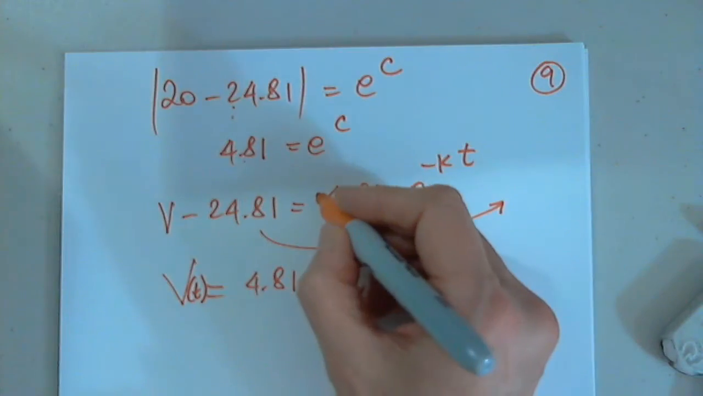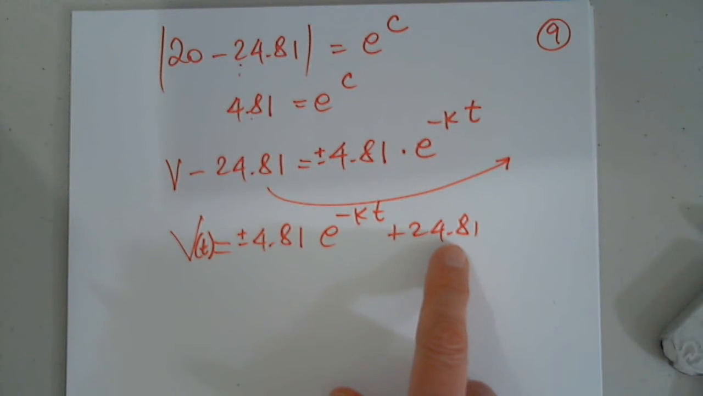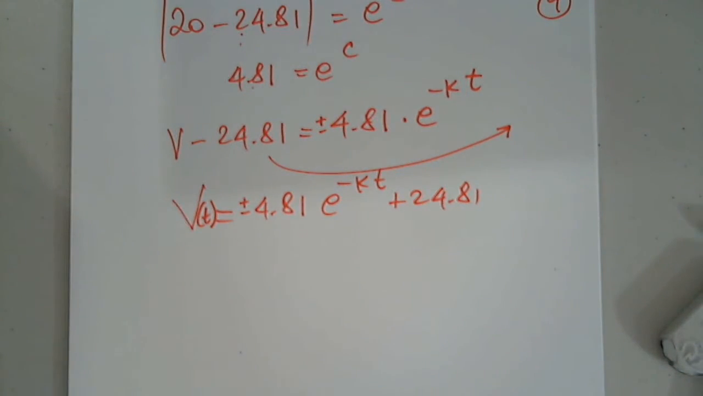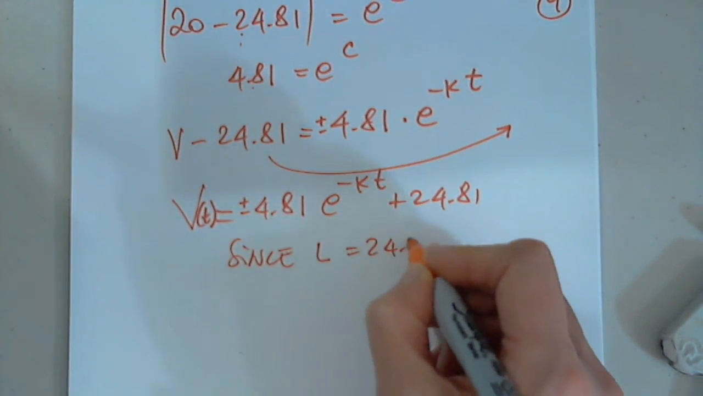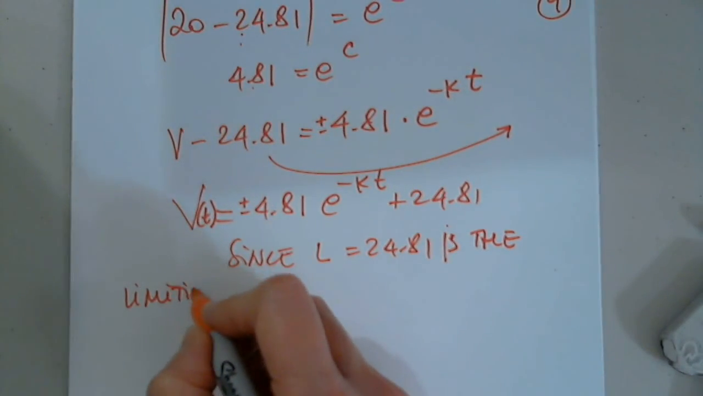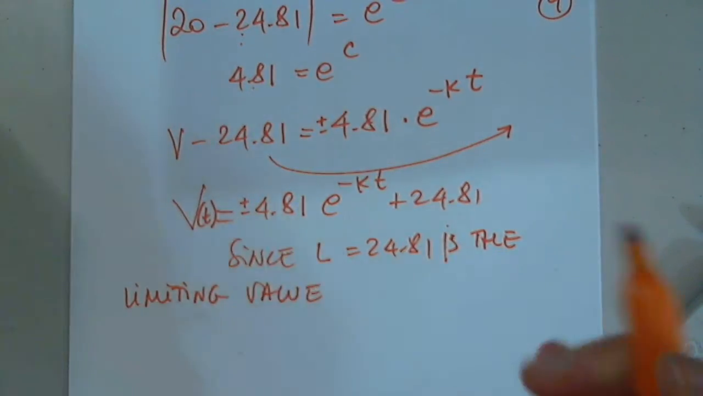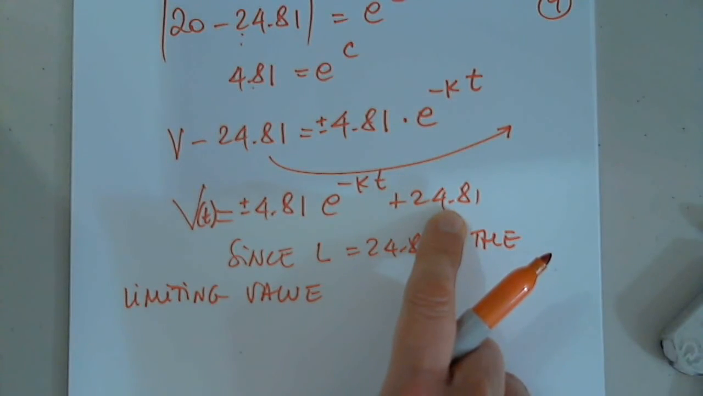So for the absolute value, I would put plus or minus here. And now we have one thing to discuss, because it says L equals 24.81 is the limiting value of the stock. So since the limiting value is this, then I have to use only a negative sign. Since L equals 24.81 is the limiting value, that's the top. I cannot have the positive. If I have the positive, they will be over 24.81.